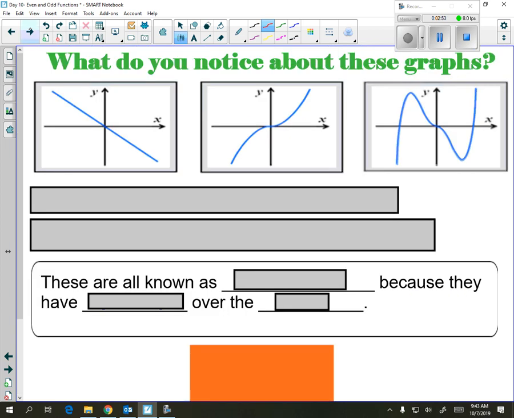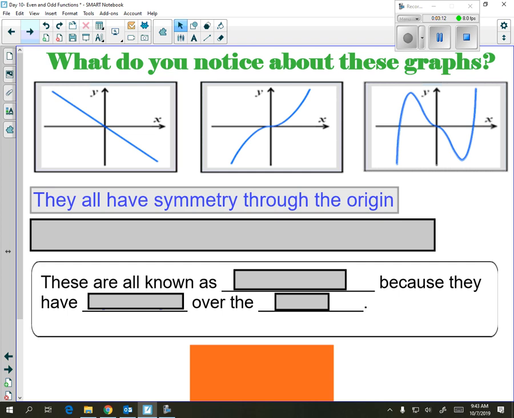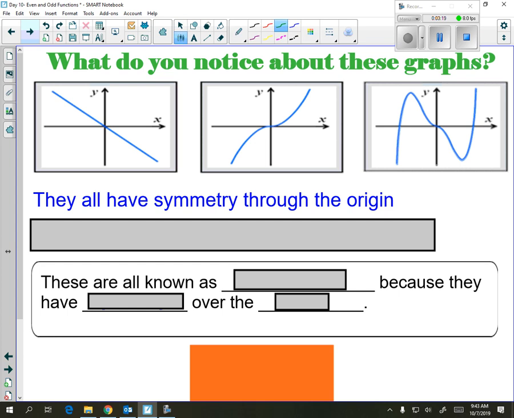Now take a minute to look at these graphs, and it might take you a little longer to figure out what they have in common. You might have noticed that these graphs all have symmetry through the origin. What that means is, let's look at the middle graph. If you have something on the top right, symmetry through the origin would mean it goes to the bottom left.